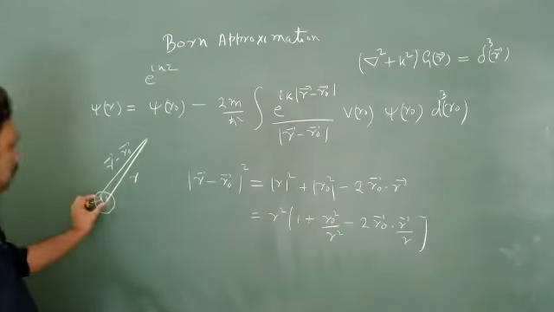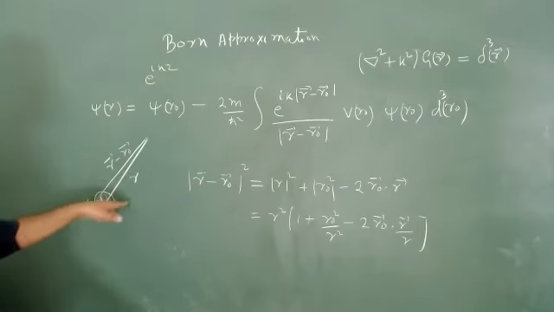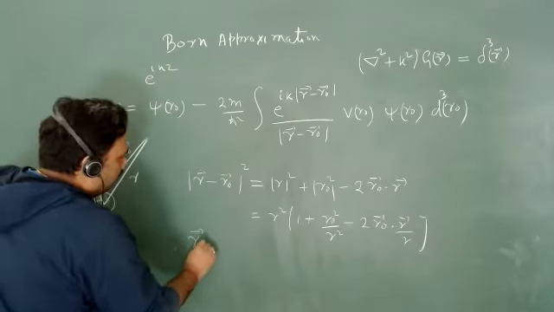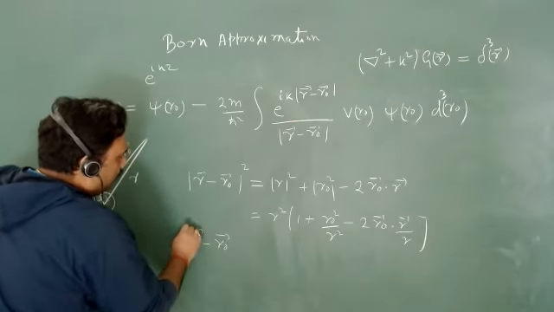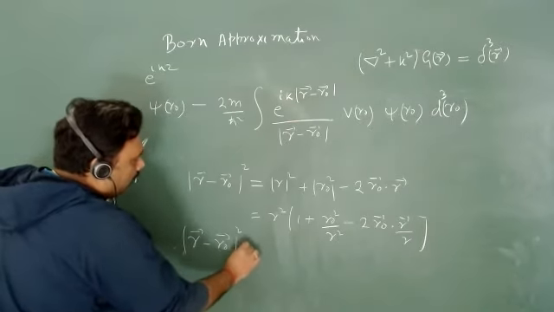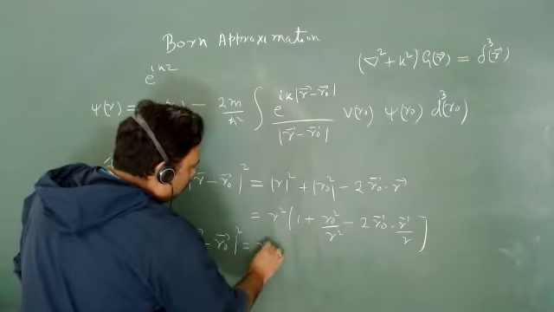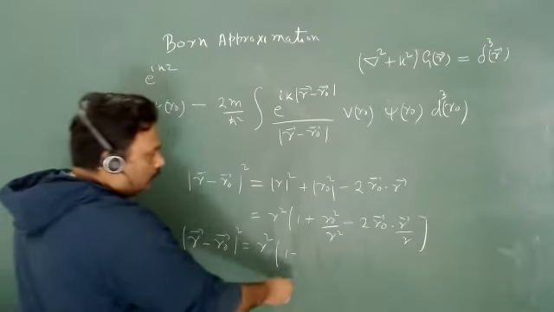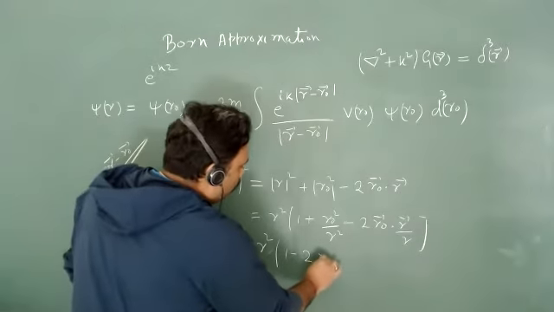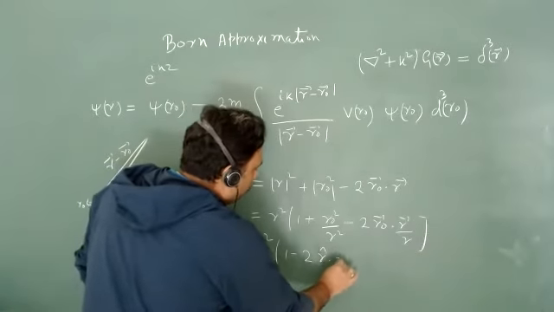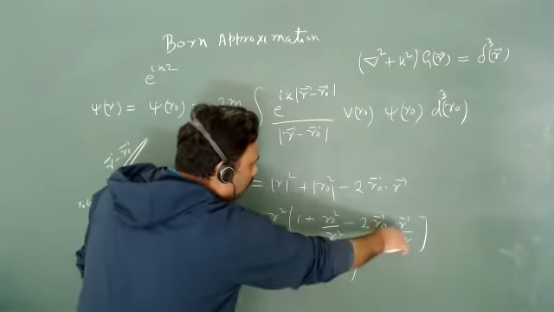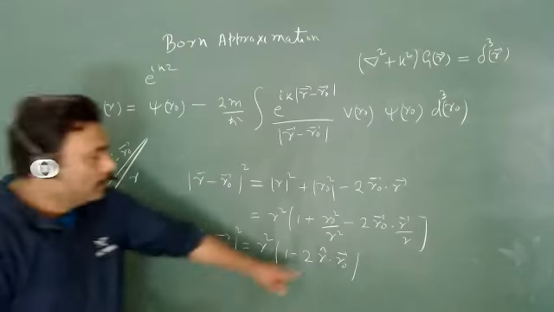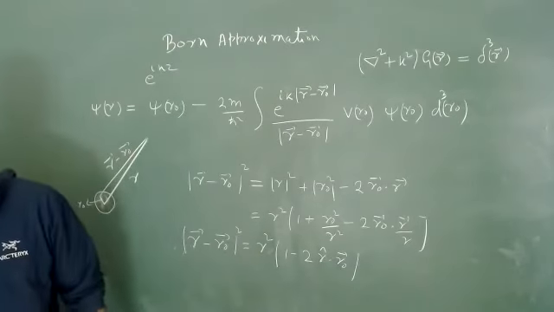Look at, this is your r naught and this is your r. So you can compare this thing. So what I can do, I can write this value mod r minus r naught whole square as r square, and this is the magnitude, minus 2 r cap dot r naught, है ना? r by mod r is nothing but the unit vector r cap. लिख सकते हैं ना?